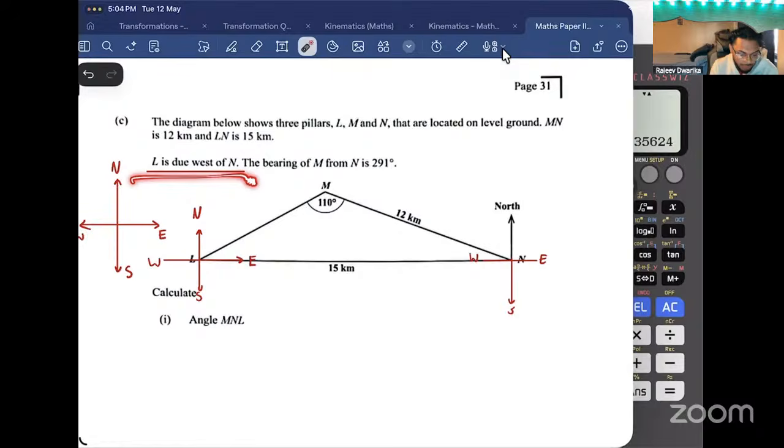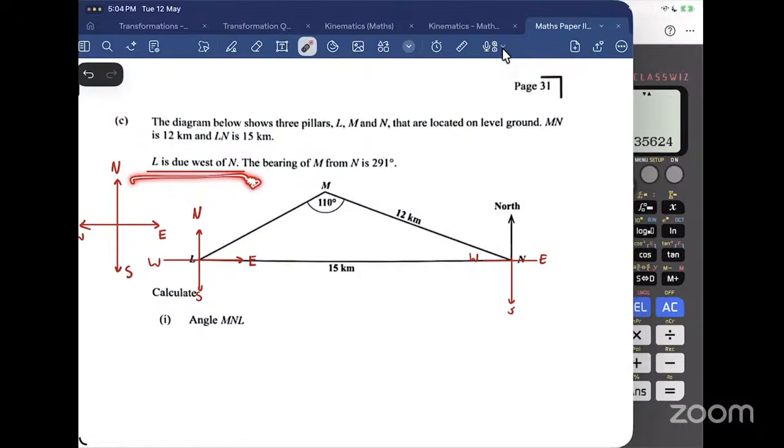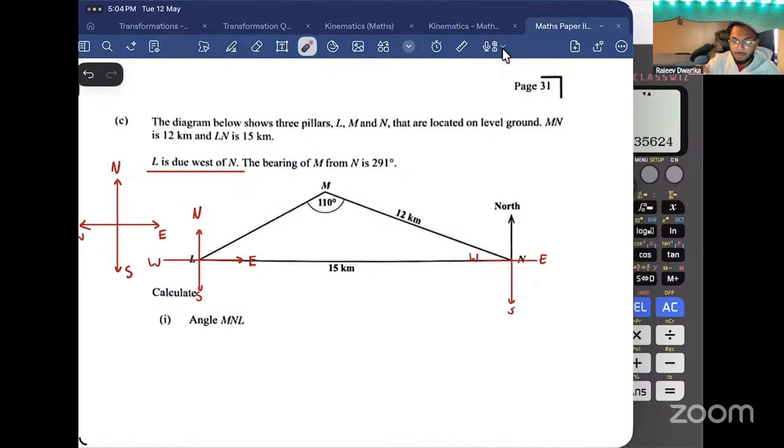What are they saying there? Somebody read that for me. L is west of N. Of where? Of N.